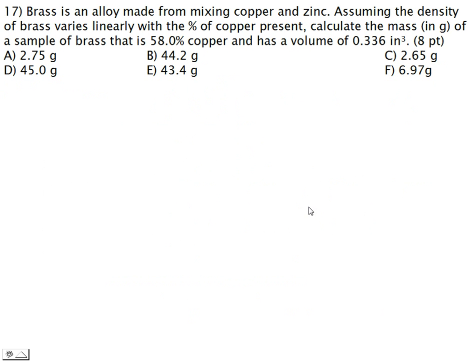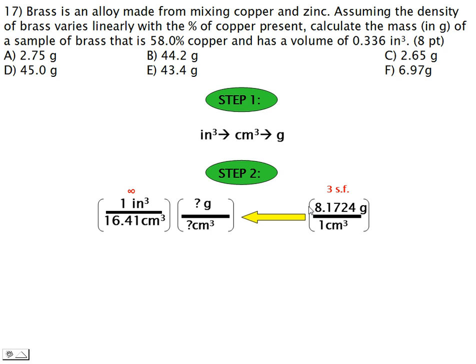Now it is time to solve for the mass in grams of a sample of brass that has a volume of 0.336 inches cubed. Step 1. Start with the flowchart. Flowcharts are so important. It's so important to start with your flowchart going from inches cubed into centimeters cubed into grams. Step 2. Write in your conversion factors. Remember that when going from inches cubed into centimeters cubed, that has an infinite amount of significant figures, and we're using the quantity 1 inch cubed equals 16.41 centimeters cubed.